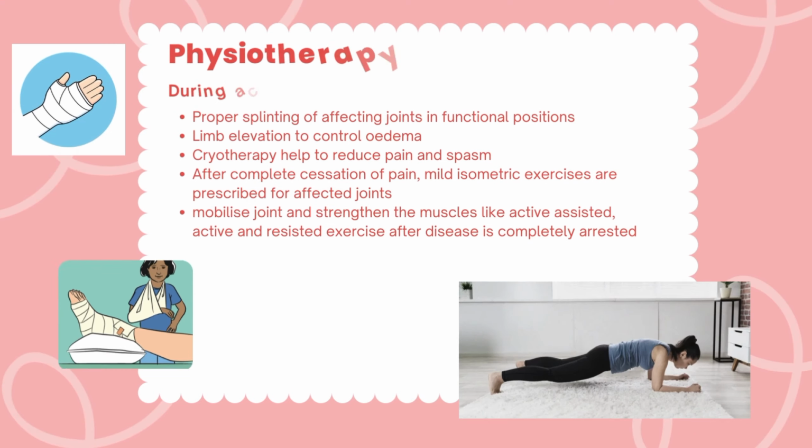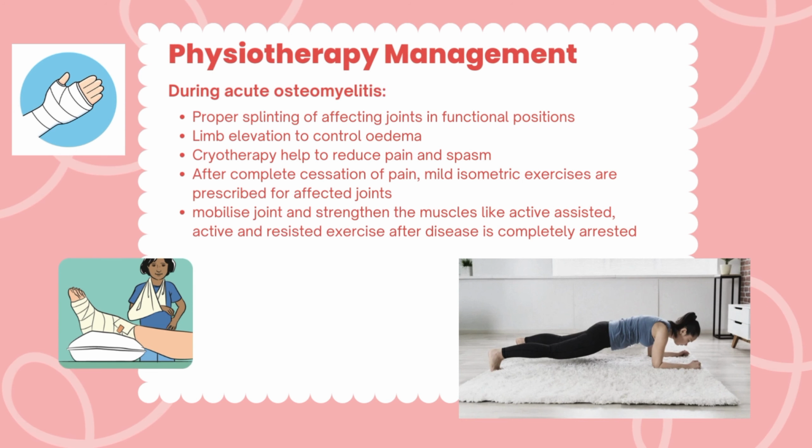Next is the physiotherapy management. For acute osteomyelitis, the physiotherapist can tell the patient to wear proper splinting of affected joints in functional positions. Then, elevate the affected limb to control edema. Cryotherapy can help in reducing pain and spasm. After complete cessation of pain, mild isometric exercises are prescribed for affected joints. Then, we can mobilize the joint and strengthen the muscle with active-assisted, active and resisted exercise after the disease is completely arrested.